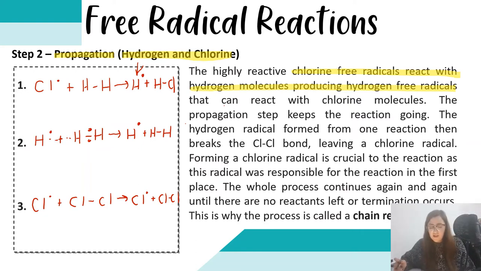So the propagation step keeps the reaction going. The hydrogen radical formed from one reaction then breaks the Cl to Cl bond, leaving a chlorine radical. Forming a chlorine radical is crucial to the reaction, as this radical was responsible for the reaction in the first place. The whole process continues again and again until there are no reactants left or termination occurs. This is why this is called a chain reaction.